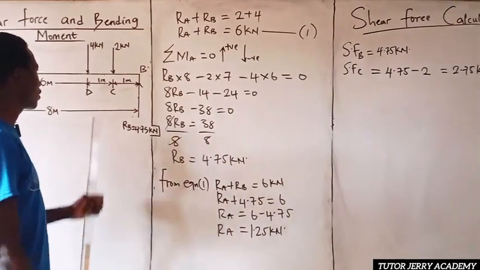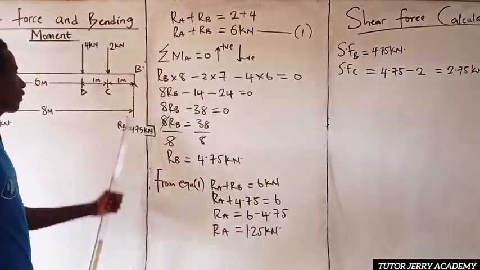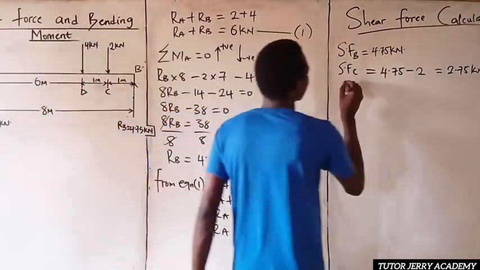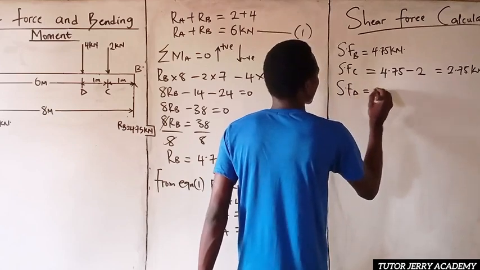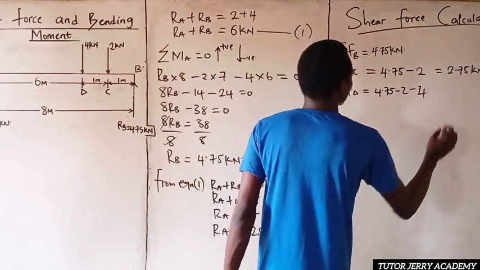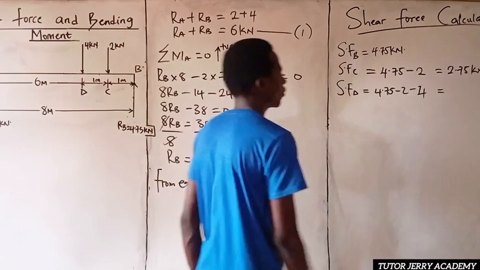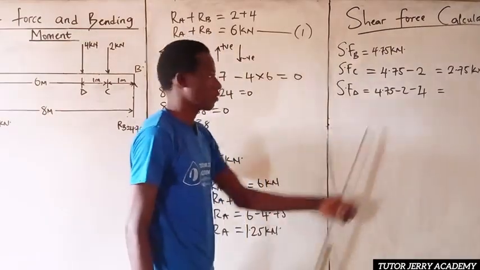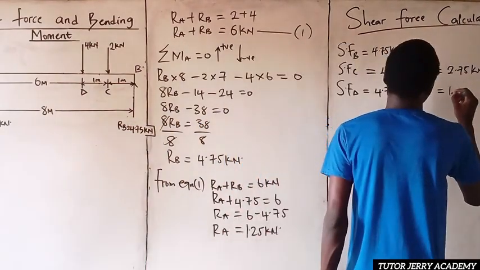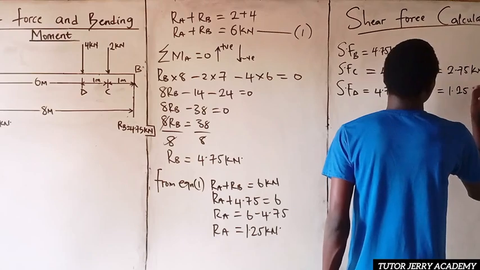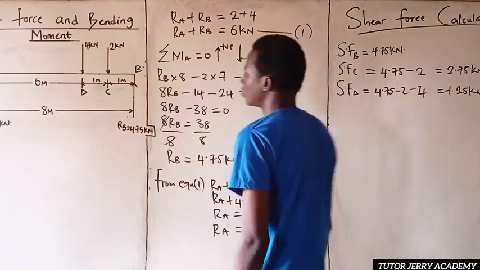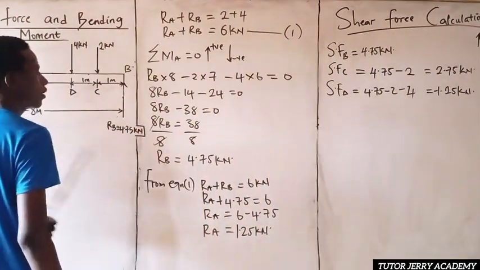So next is our shear force at point D. Our shear force at point D will be nothing but 4.75 minus 2 minus 4. I hope you get that. So our shear force at point D will be equal to 4.75 minus 2 minus 4. So if you calculate this, it is nothing but minus 1.25 kilonewton. Good.